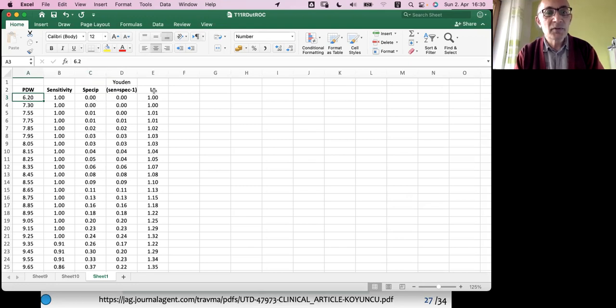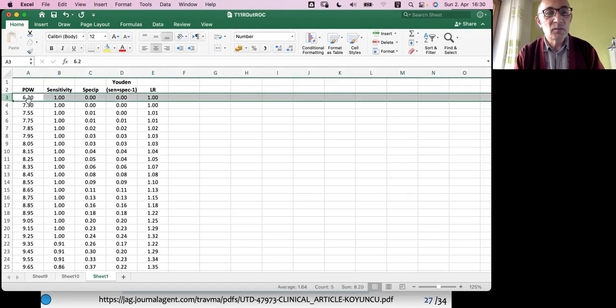For that purpose, scientists have proposed to calculate the likelihood ratio or the Youden index. A scientist called Youden has developed another index. Let us look first at the likelihood ratio because I have given you the formula before. The likelihood ratio was what? Sensitivity divided by 1 minus specificity. So 1 divided by 1 is 1. The likelihood ratio of this test with a threshold of 6.2 would result in 1.